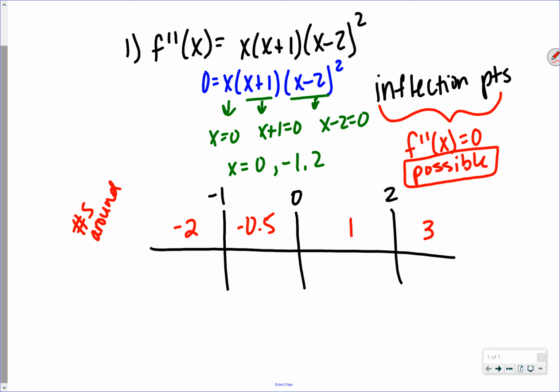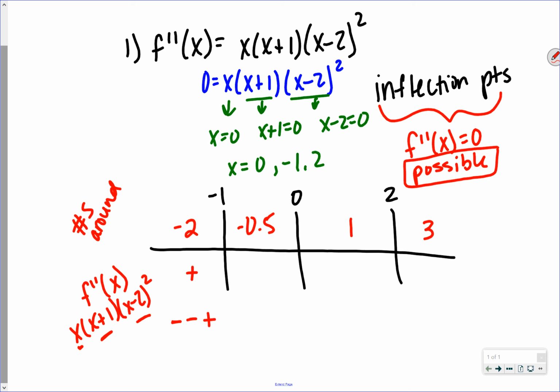Again, I'm looking for a change in sign of my second derivative, so I'm going to plug into my second derivative. My second derivative is x, x plus 1, (x minus 2) squared. Just the sign is all I care about. When I plug in -2 for x, that's a negative number. -2 plus 1 is a negative number. The third factor is squared, so it's always positive. So a negative times a negative times a positive gets me a positive number.